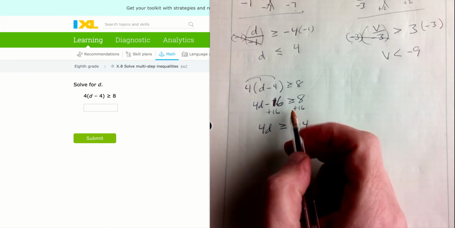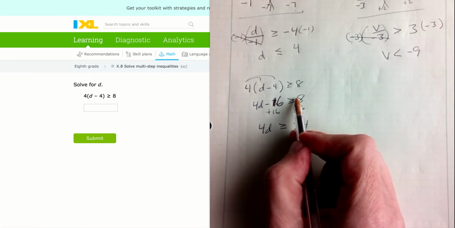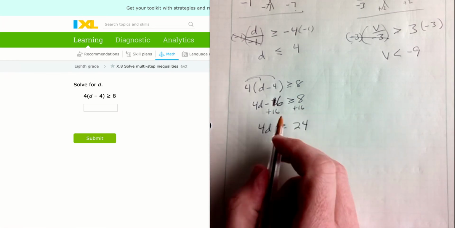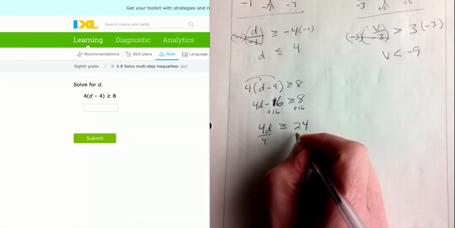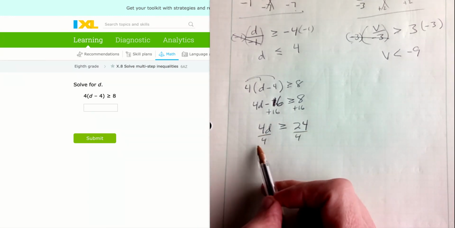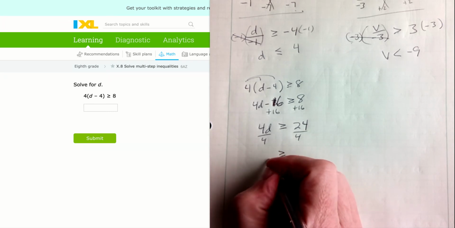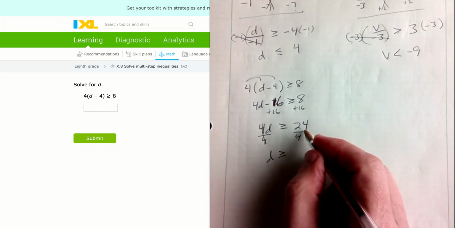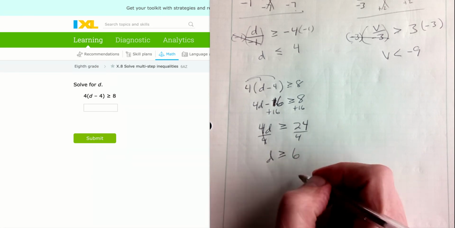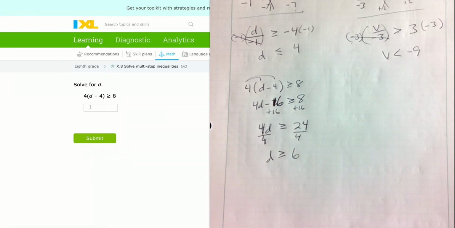24. Again, when I add to both sides, it doesn't change the inequality symbol. Now I'm going to divide by 4. I'm dividing by a positive number, so the inequality does not change, and I get d, because the 4's cancel, is greater than or equal to 6. So d is greater than or equal to 6.